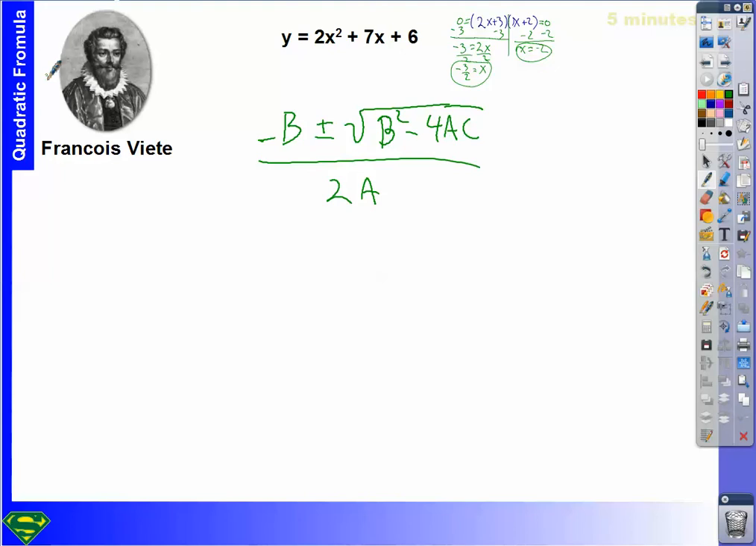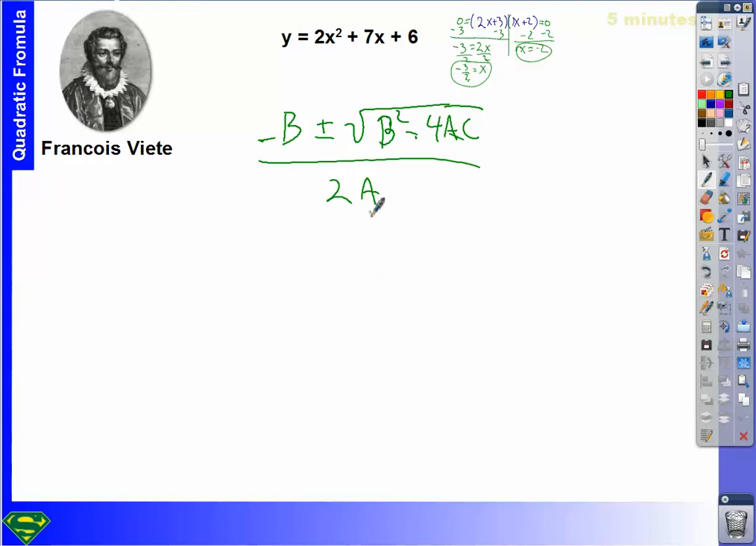All right, so we are going to use the quadratic formula to solve this problem that we've already solved. We know that the answers are going to end up being negative 3 over 2 and negative 2. So if we do everything right and the quadratic formula works, we'll get those answers. So let's get started. The quadratic formula says negative b plus or minus the square root of b squared minus 4ac all over 2a.